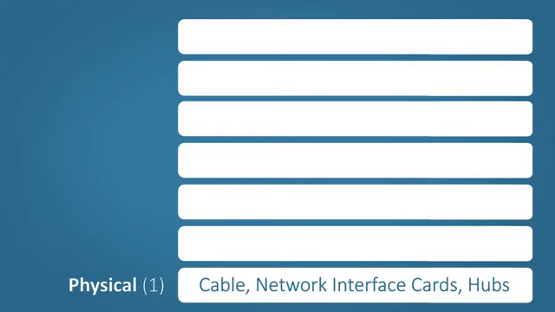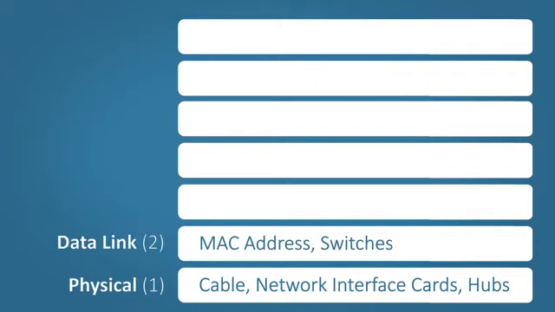Layer 1 is the physical layer. The physical layer is the lowest layer of the OSI model. Its key responsibility is to carry the data across physical hardware such as Ethernet cables. Layer 2 is the data link layer. At this layer, the physical addresses are added to the data. This is the source and destination MAC addresses. Switches are located at this layer.